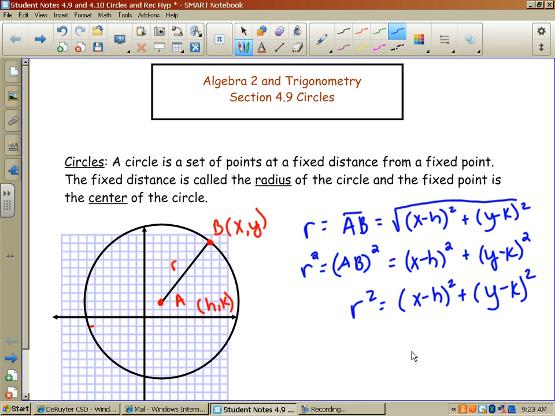This is nothing new, you've seen it before. Remember that the center again is at HK, opposite signs. This is negative, so positive H, positive K is the center of the circle. And obviously R is the radius. So if you don't already have that formula memorized and know how to find the radius or the center, that's something that you need to review.